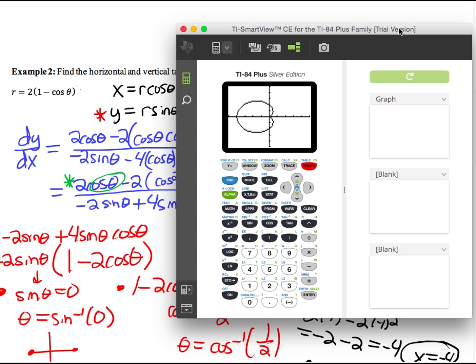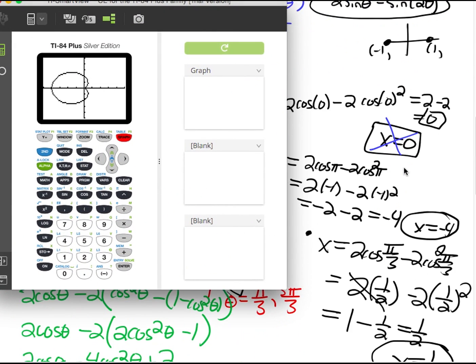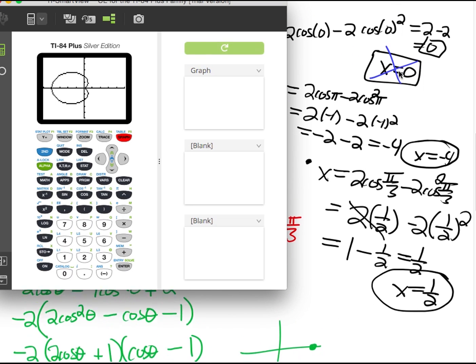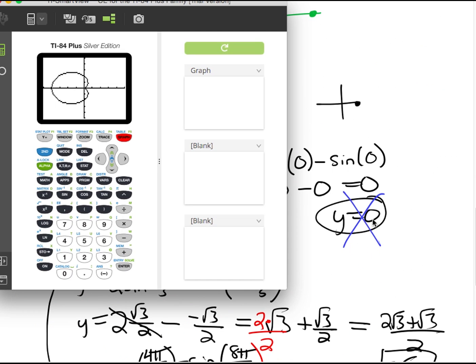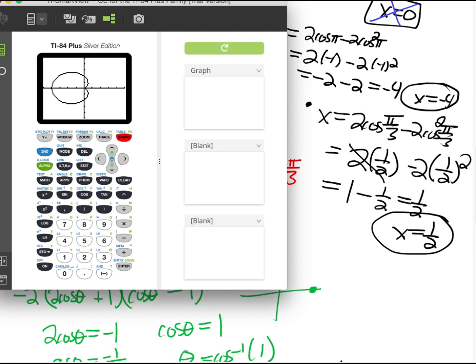Now let's look at what we got for results. So it looks like on here that we have 2 horizontal tangents, and then vertical we have 1, and this one looks like it's in the same spot, so that also looks like 1. So what did we actually get? Remember, we had this weird thing that happened at 0 where we got a horizontal possibility, and also a vertical possibility.